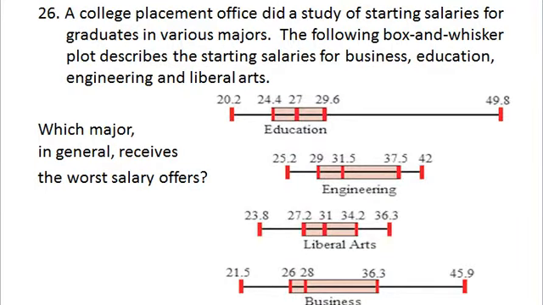A college placement office did a study of starting salaries for graduates in various majors. The following box and whisker plot describes the starting salaries for business, education, engineering, and liberal arts. And the question is simple. Which major in general receives the worst salary?